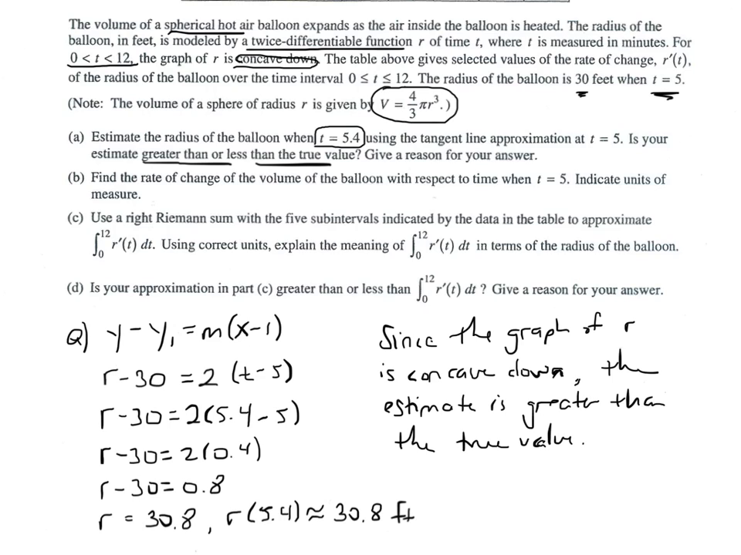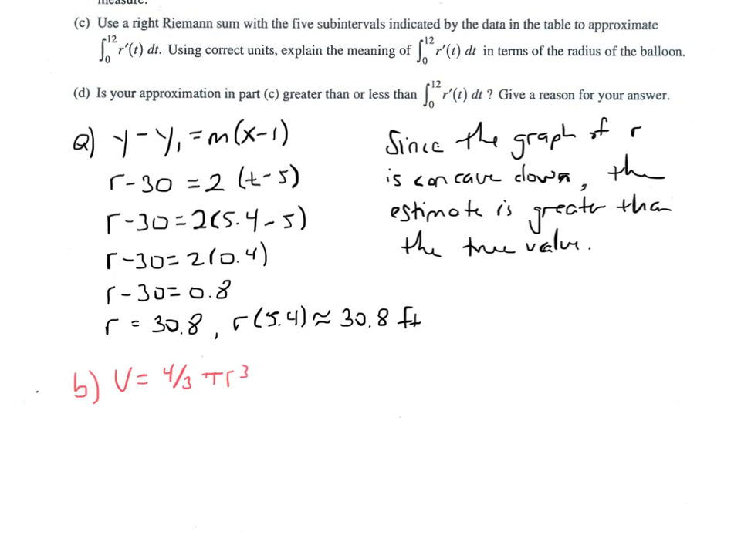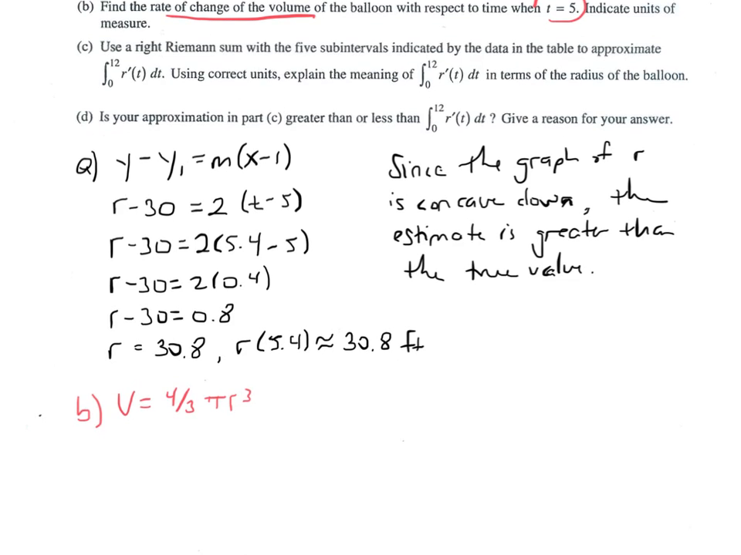Part B, we need to find the rate of change of the volume of the balloon when t equals 5, indicate units of measure. So we know V is 4/3 pi r cubed, and we have to find dV/dt, the rate of change of the volume. So it's going to be 4 pi r squared dr/dt. So now we again know from the directions that r is 30, so we've got 30 squared, and we found before that r prime at 5 is equal to 2.